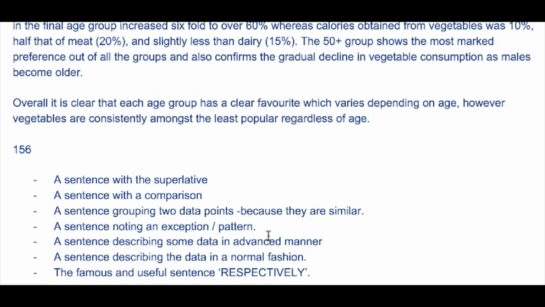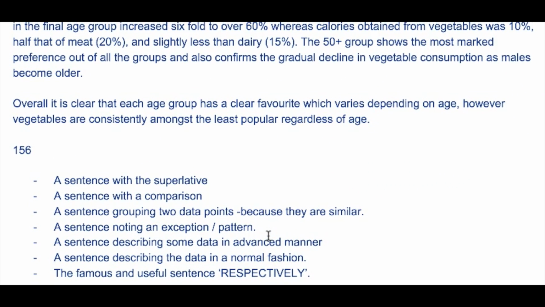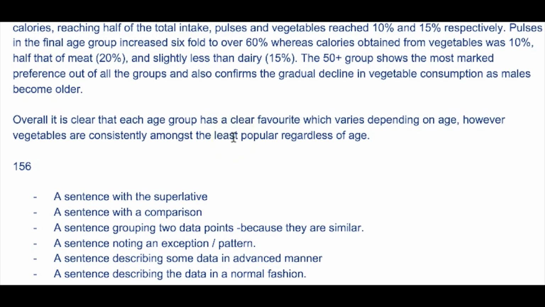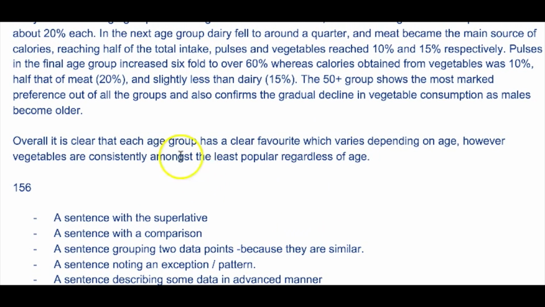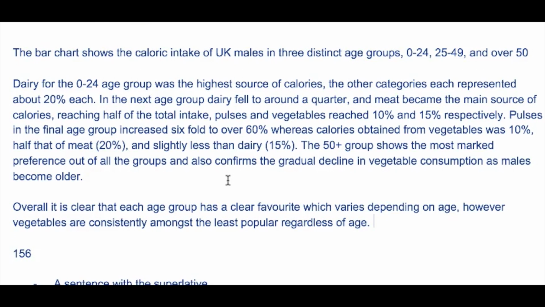Let's just see. So yep, I described it in an advanced fashion, talking about the sixfold. I used the respectively. I did it in a normal fashion as well, just making a little list here, and slightly less than dairy, 15. I've done the exceptions and the pattern. Vegetables there is the exception, and there's also a mini pattern, but the main pattern was they have a clear favourite.